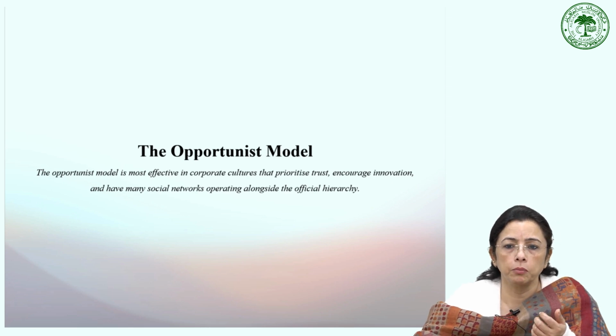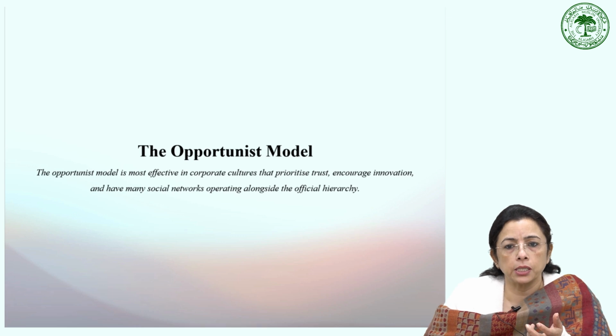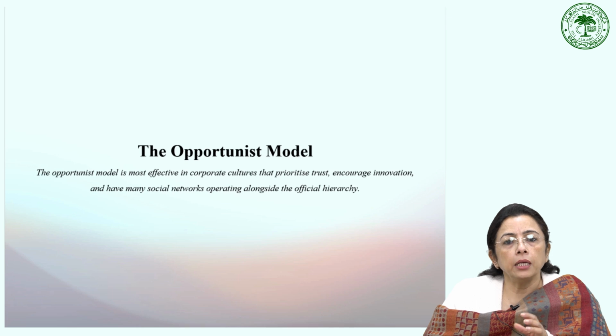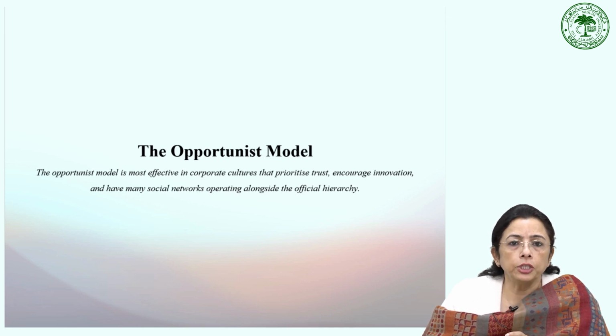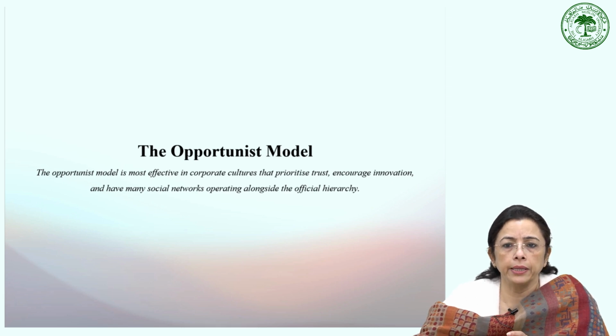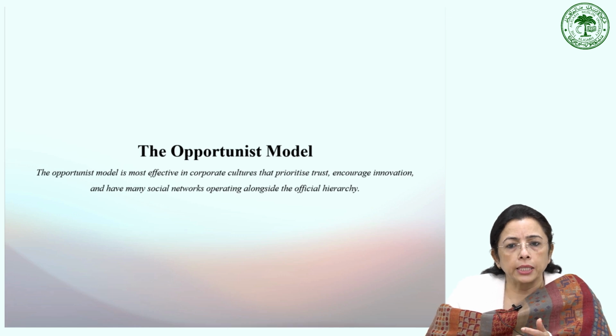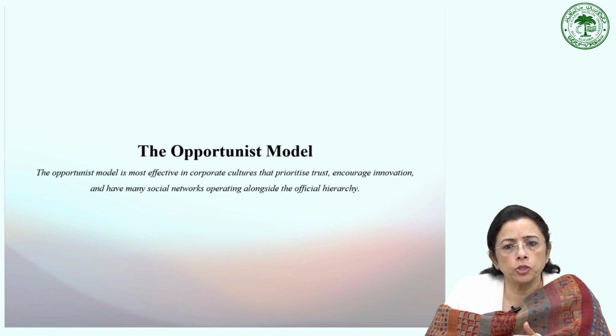The opportunist model is most effective in corporate cultures that prioritize trust, encourage innovation, and have many social networks operating alongside the official hierarchies. In such an environment, when there are numerous executives with the authority to make decisions, the opportunist model thrives. It is the only model that thrives.